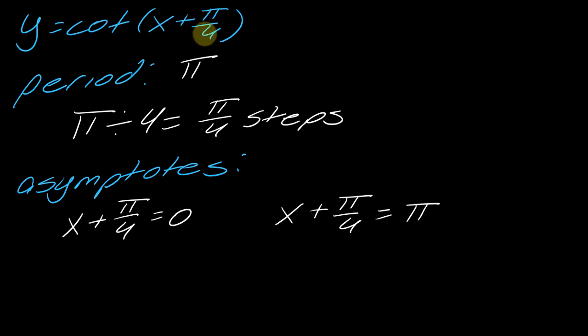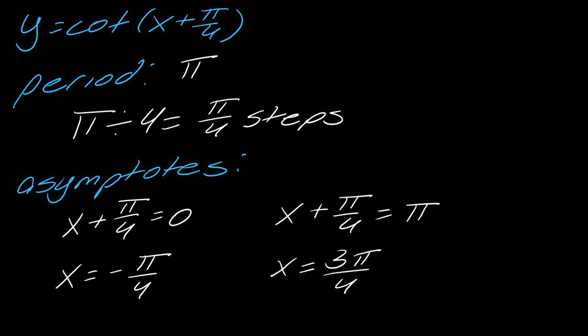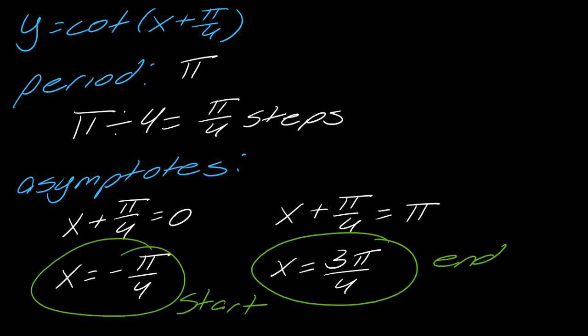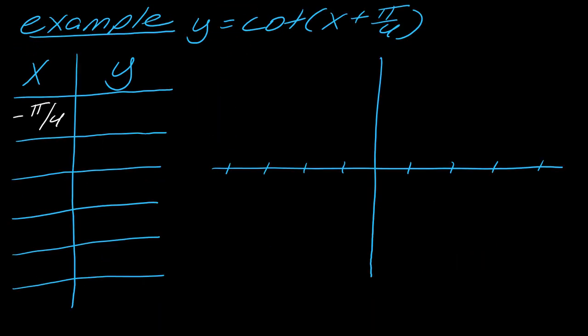So I take out this inside part. I've got x plus pi over 4 equals 0 and x plus pi over 4 equals pi. So easy enough to solve. I get x equals negative pi over 4 and x equals 3 pi over 4. Just noting, this is where I want my table to start. And when I reach the end of my period, this should be the end when I'm using my steps, if I'm doing this right. So I start at negative pi over 4, and now I'm going to make those pi over 4 steps. And I can just do this in my head.